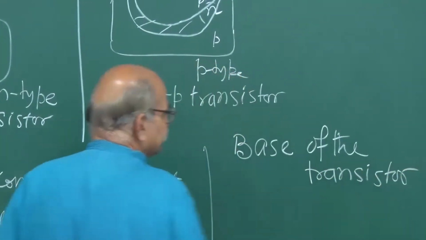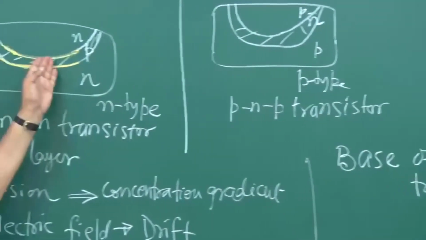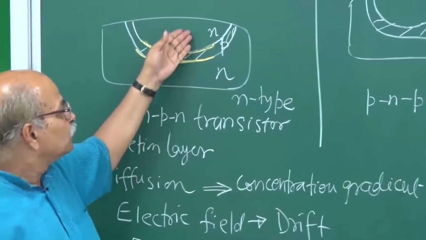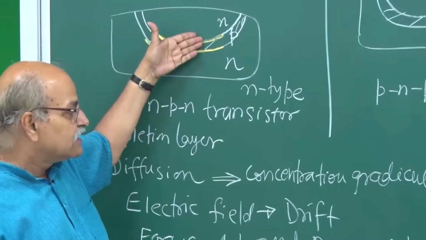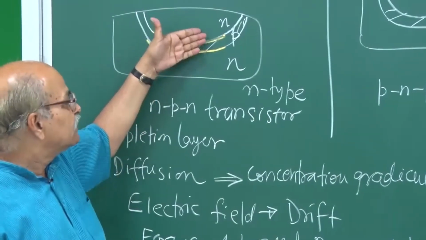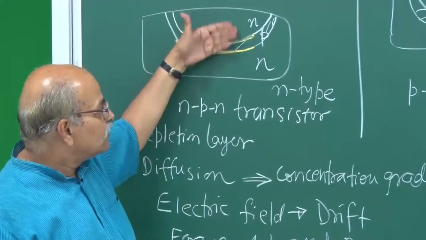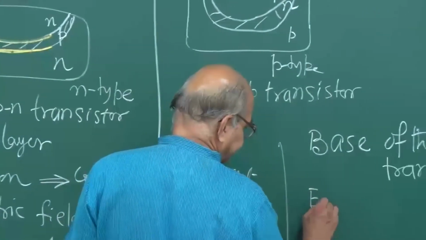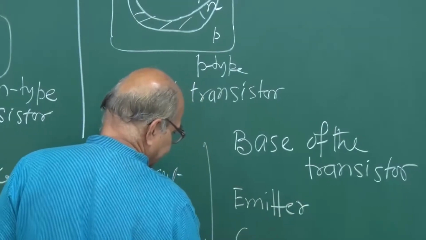So you have three regions, 1, 2, 3. The middle one, which is sandwiched between two semiconductors with the same kind of doping, is called the base. Then one of the other two is called the emitter, and the other is called the collector.